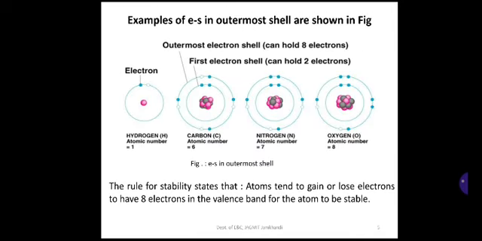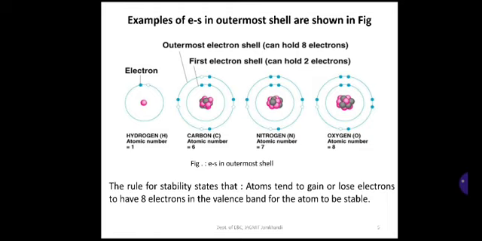This is an example of electrons in the outermost shell, shown in the figure. The first figure is a hydrogen atom, represented by H. Its atomic number is 1. As it has atomic number 1, it consists of 1 proton and 1 electron. The nucleus consists of 1 proton and the orbit consists of 1 electron.